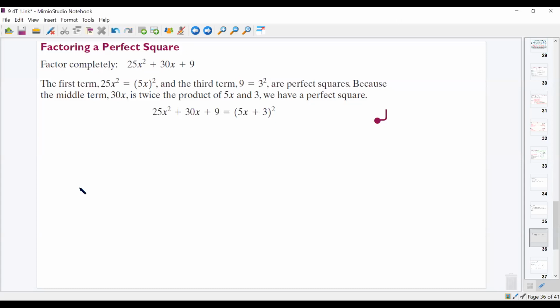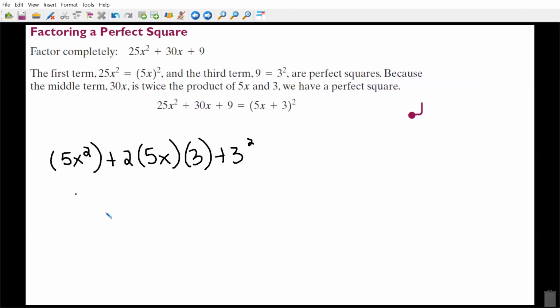All right, guys, so as I was telling you before, you can see that in this polynomial, you have 5x squared plus 2 times 5x times 3 plus 3 squared. Am I right, guys?